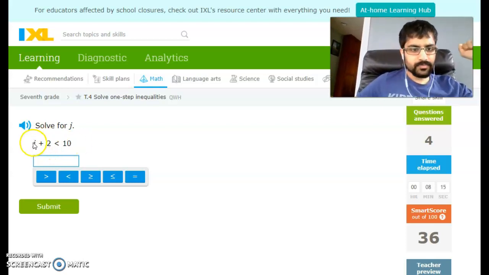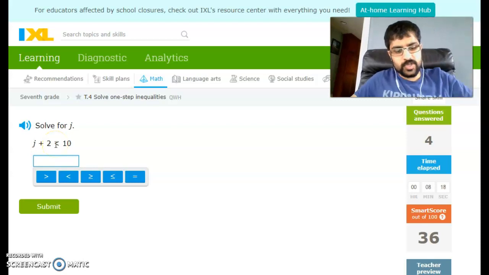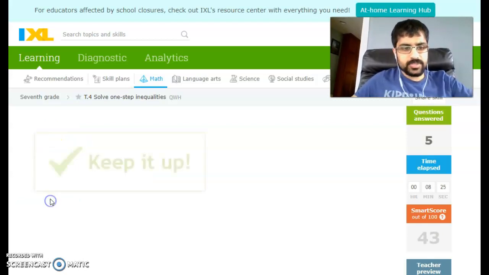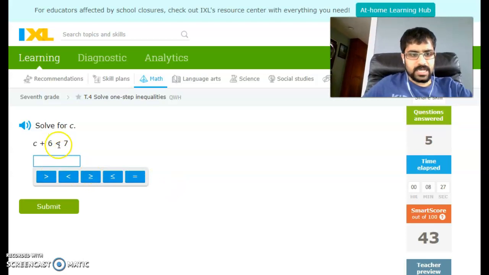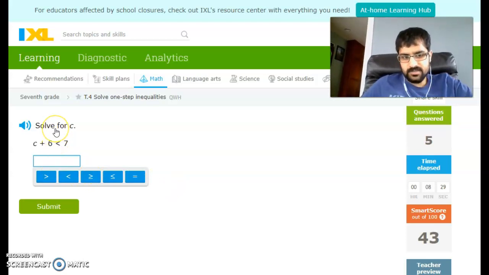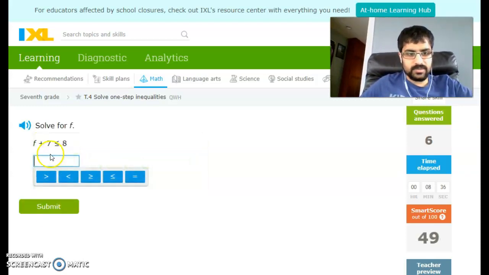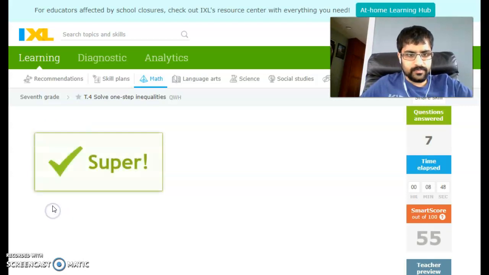One step. J plus 2, the inverse is subtraction. So I subtract 2 from the left, I subtract 2 from the right, and j is less than 8. The most common mistake I've seen is students using the wrong sign, but since we're not moving or changing the sign at all, you just keep the sign exactly the same. Subtract 6, c is less than 1. How quickly can we beat this skill? Plus 7, I could subtract 7 from both sides. I need to be careful to make sure that I am using the right inequality, which is less than or equal to. 8 minus 7 is 1.